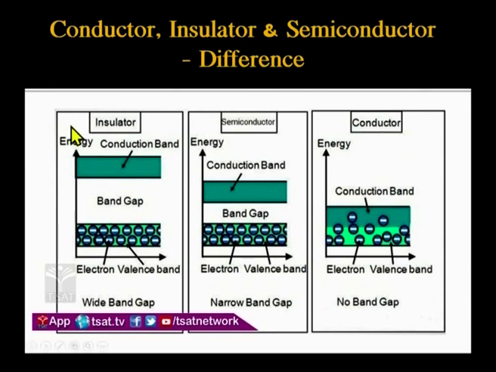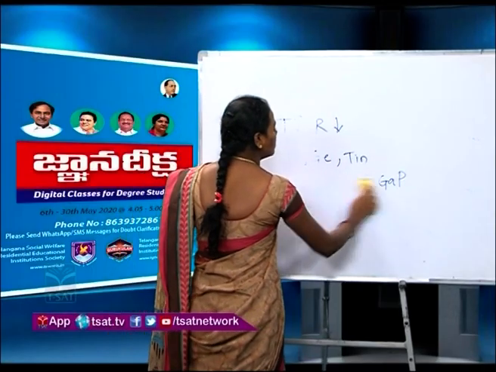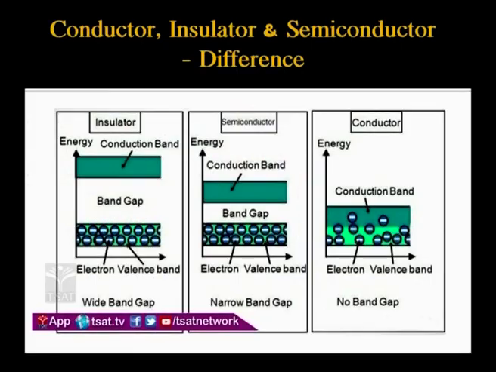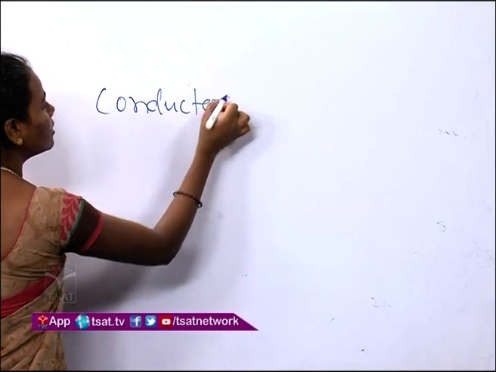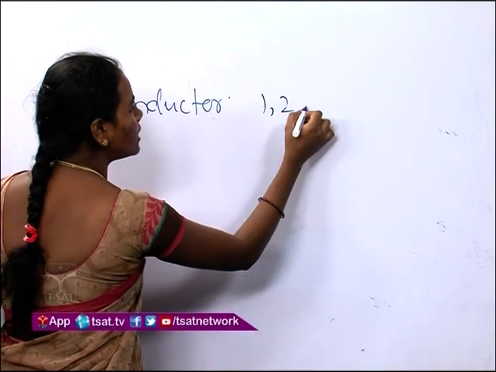Whereas for insulators, the gap between valence band and conduction band is very high, about 5.5 electron volts or more. The band gap for a semiconductor is very small, about 1 electron volt. The differences between semiconductors, conductors, and insulators are because of the valence electrons. Conductors will have 1 or 2 valence electrons.